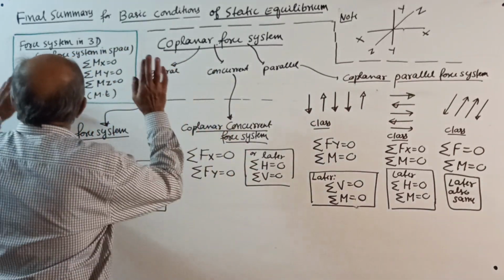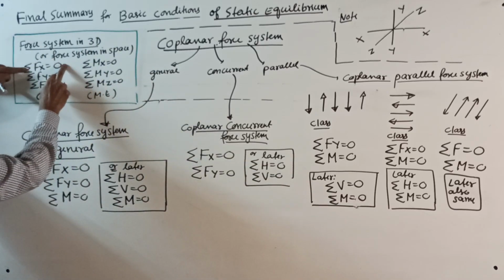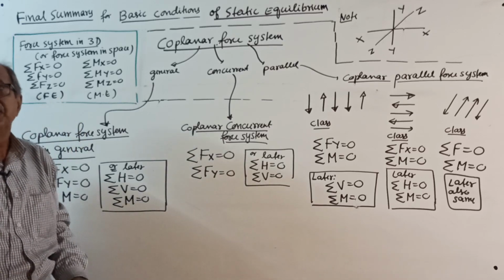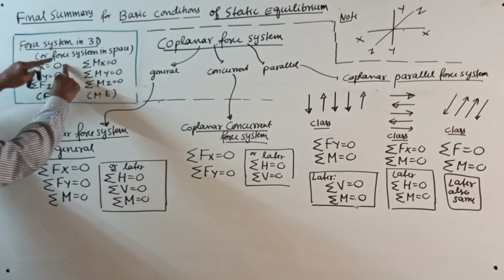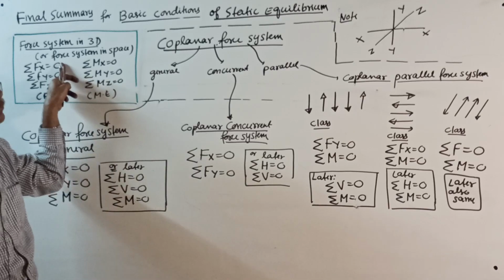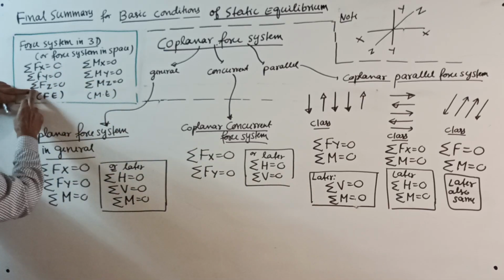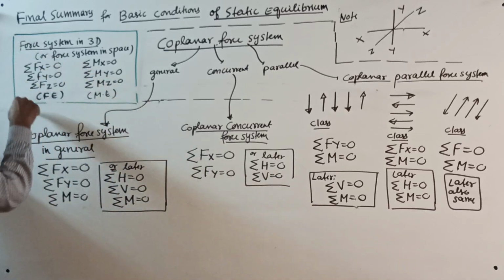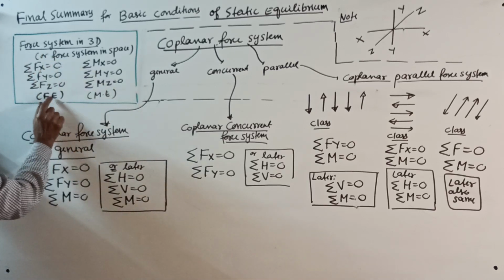Okay. Now, for a force system in 3D, sigma fx 0, if you want, you take a drawing sheet and write there. So you can write a statement: algebraic sum of components of all the forces along xx axis equal to 0. Same way, sigma fy 0, along yy axis 0, sigma fz 0, along zz axis 0. These three are force equilibrium. See, short I have written. You can consider these as force equilibrium.